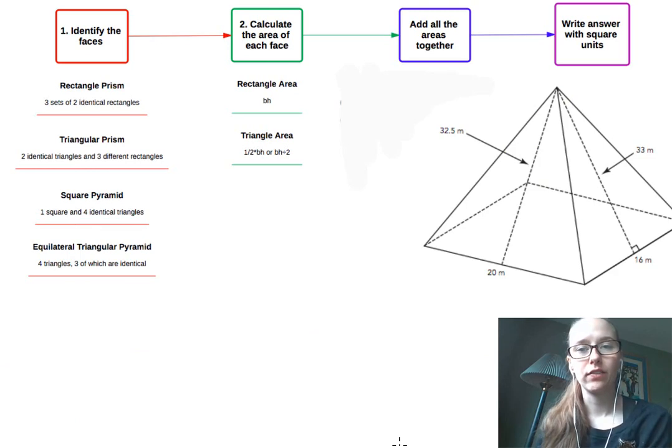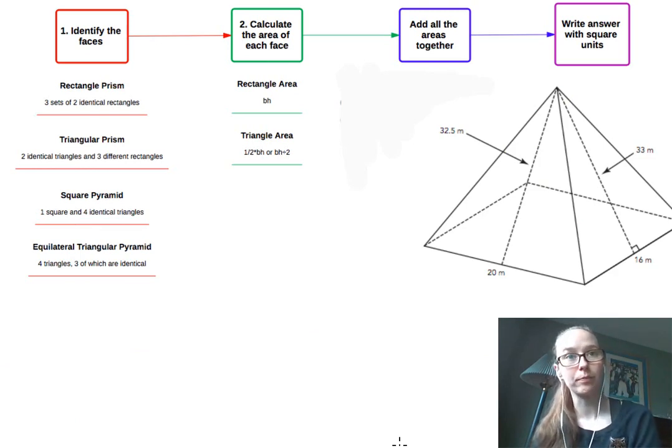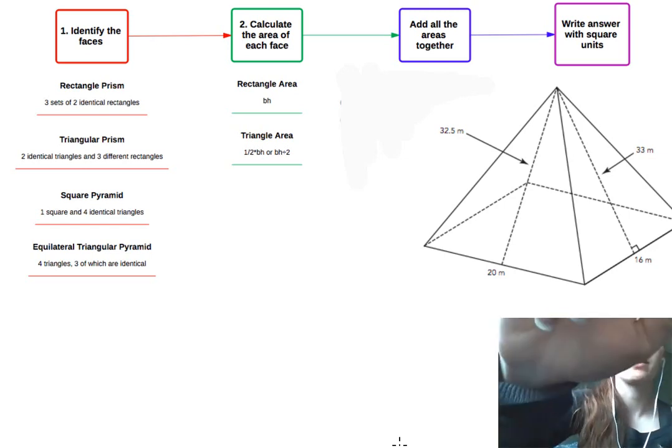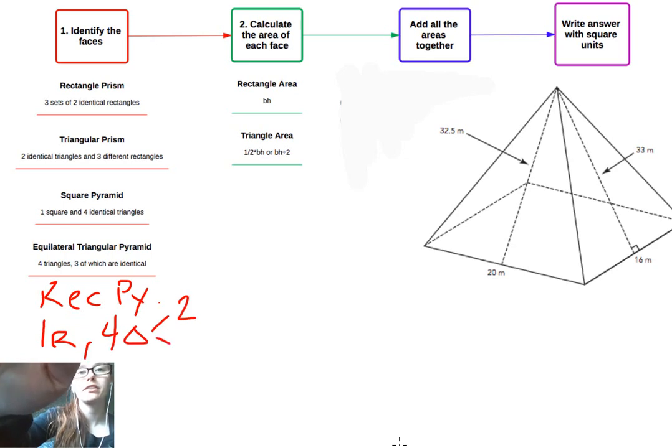We also have a rectangular pyramid. A rectangular pyramid has 1 rectangle, and it has 4 triangles. 2 are identical and another 2 are identical. So let's identify them here.